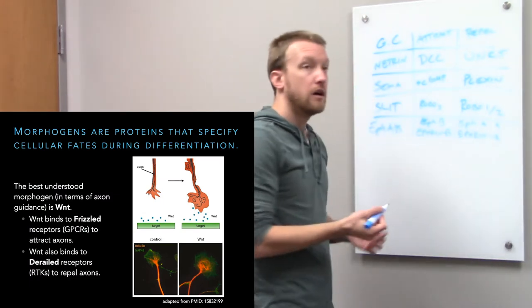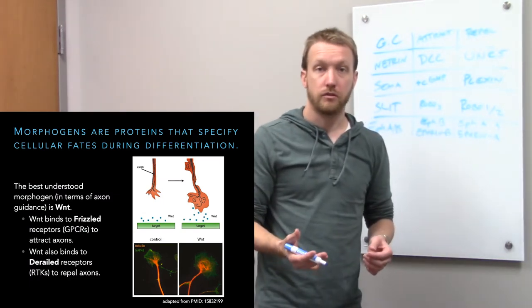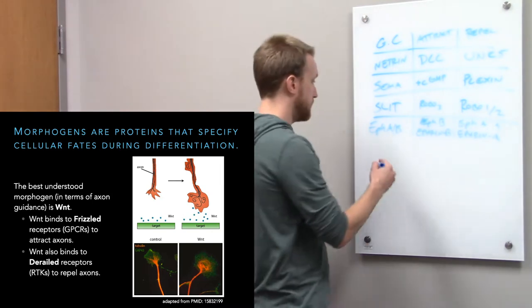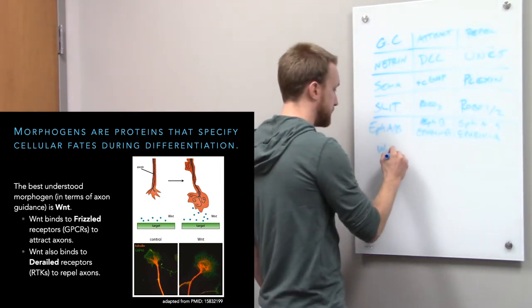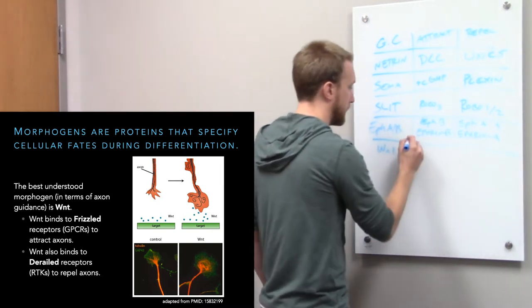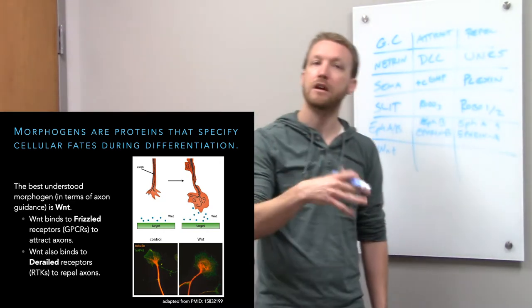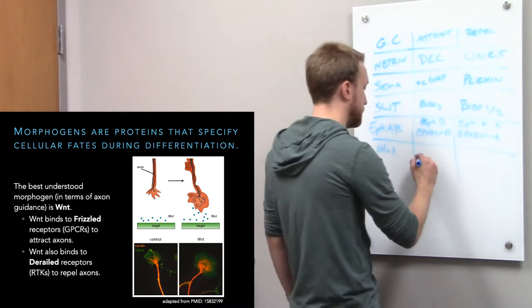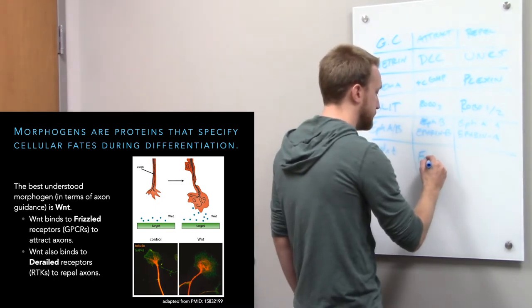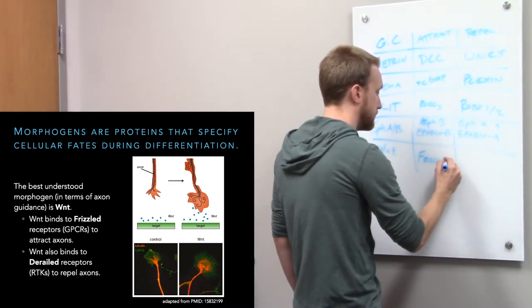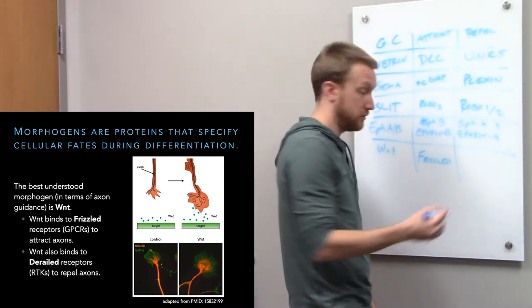Then we have the morphogens. So there's many of these. The one that we're going to talk about is Wnt. This is fairly important for development, so we encountered this last lecture. It's back. Wnt's going to have a couple different receptors here. So there's frizzled, and then there's derailed.